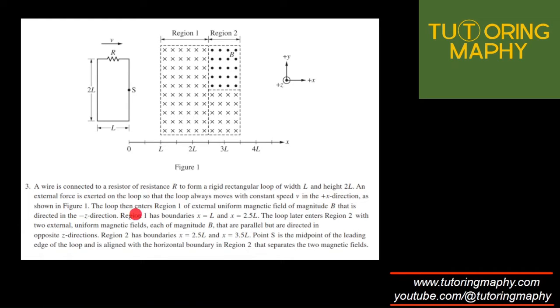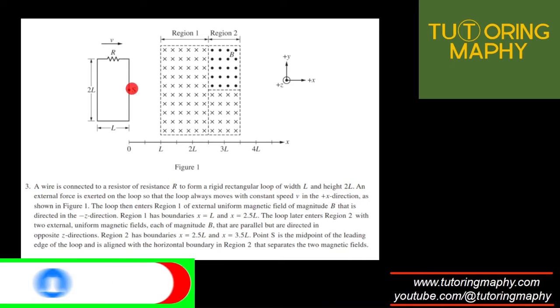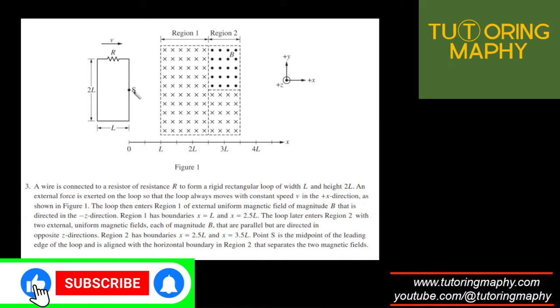The loop enters region 1 of an external uniform magnetic field B that is directed into the plane, so in the minus z axis. Region 1 has length 2.5L. That's all they have mentioned over here, nothing too much to pay attention to. These are just instructions, pretty much intuitive from the figure.